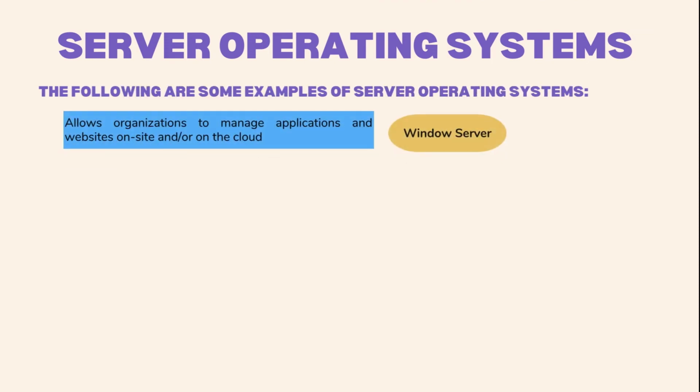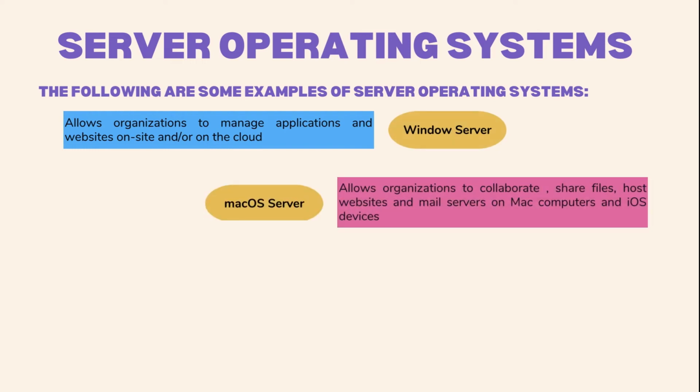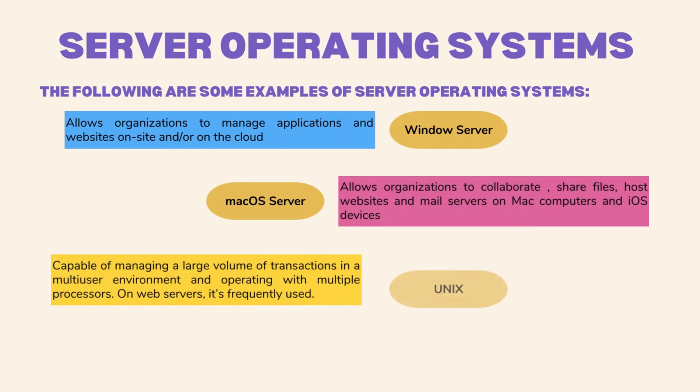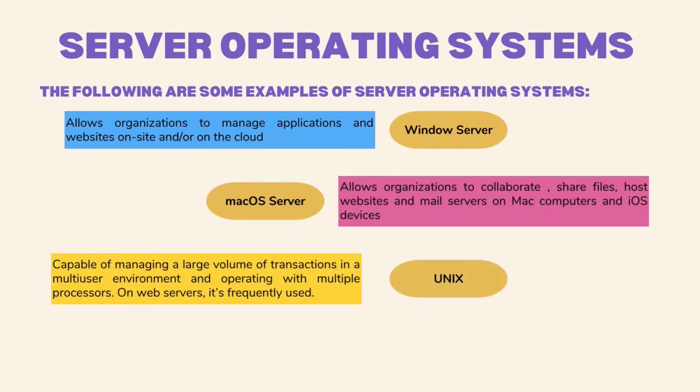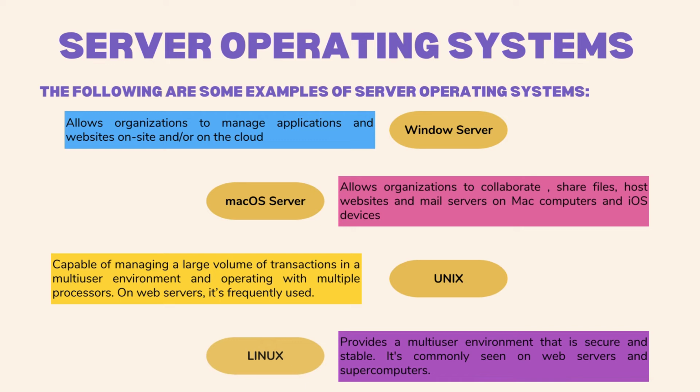Windows Server allows organizations to manage applications and websites on-site and/or on the cloud. Mac OS Server allows organizations to collaborate, share files, host websites and mail servers on Mac computers and iOS devices. Unix is capable of managing a large volume of transactions in a multi-user environment and operating with multiple processors. On web servers, it's frequently used. Linux provides a multi-user environment that is secure and stable. It's commonly seen on web servers and supercomputers.